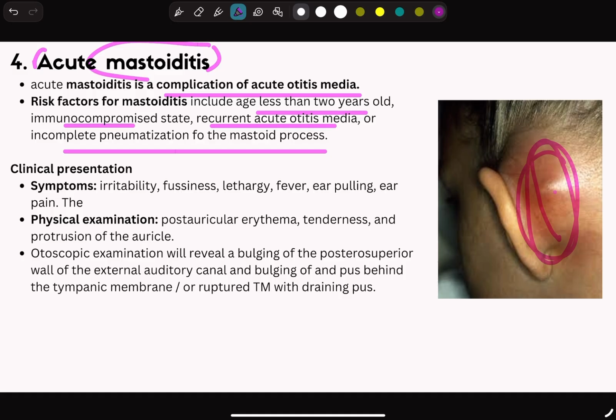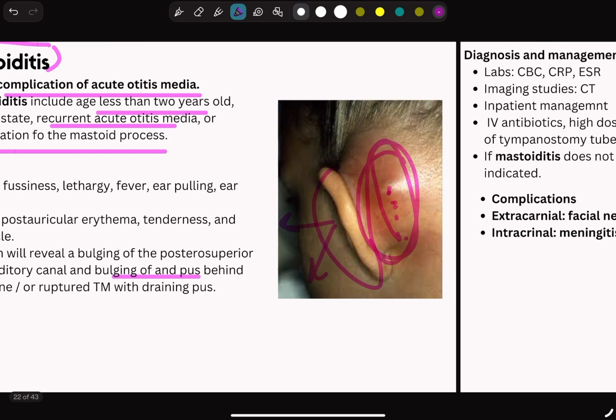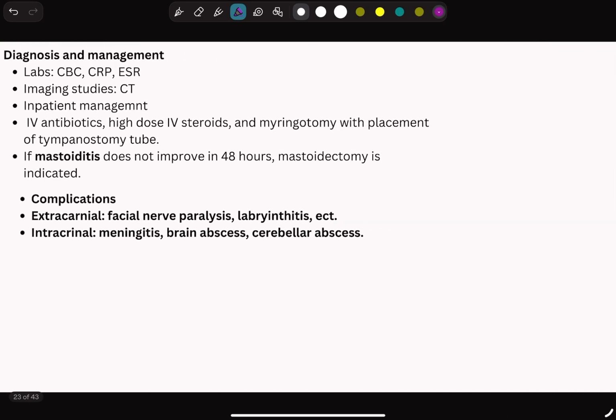And on examination, you will see there is erythema and bulging of the mastoid or the postauricular area. And the pinna itself will be protruded and displaced anteriorly and inferiorly. When you examine the ear, sometimes you will see there is bulging of the tympanic membrane, indicating there's pus in the middle ear. So the patient needs to be admitted, treated with IV antibiotics, steroids, and we also insert a tube inside the ear in order to resolve the infection.